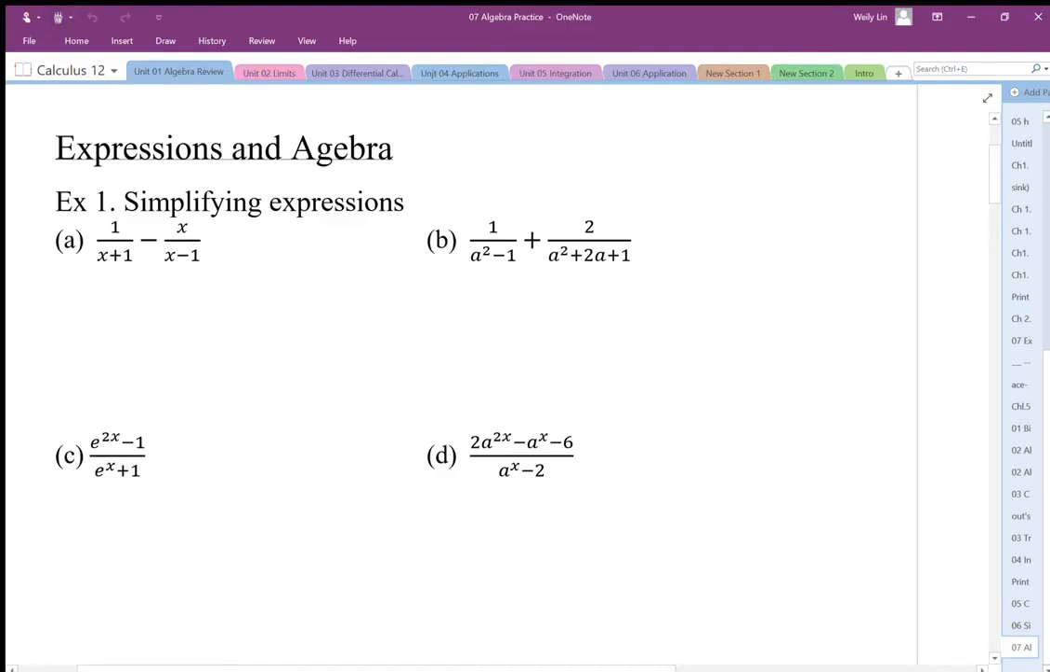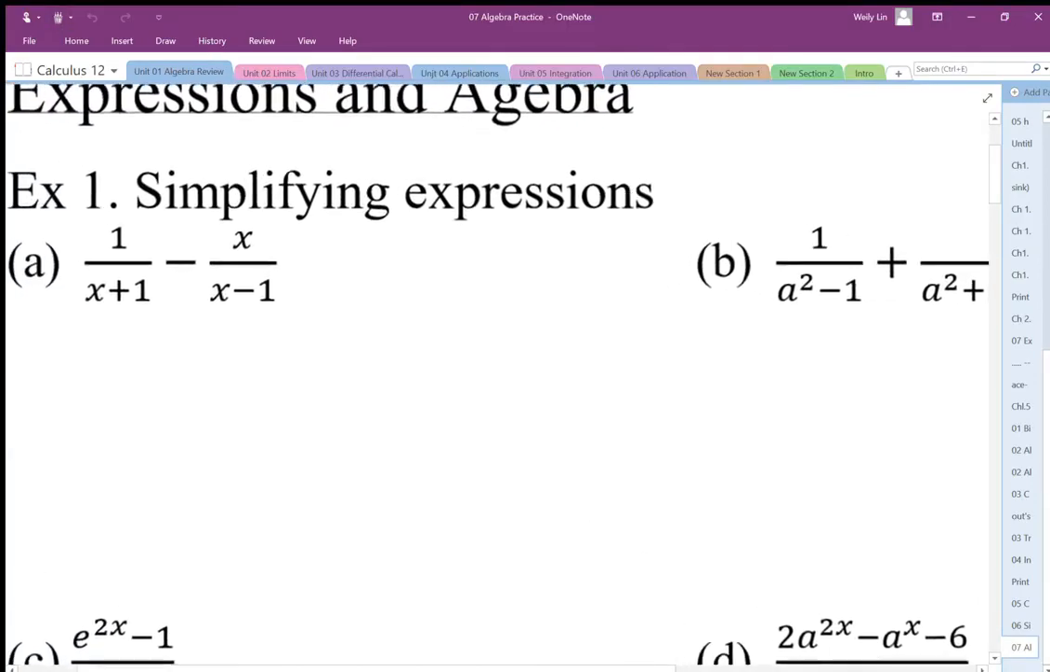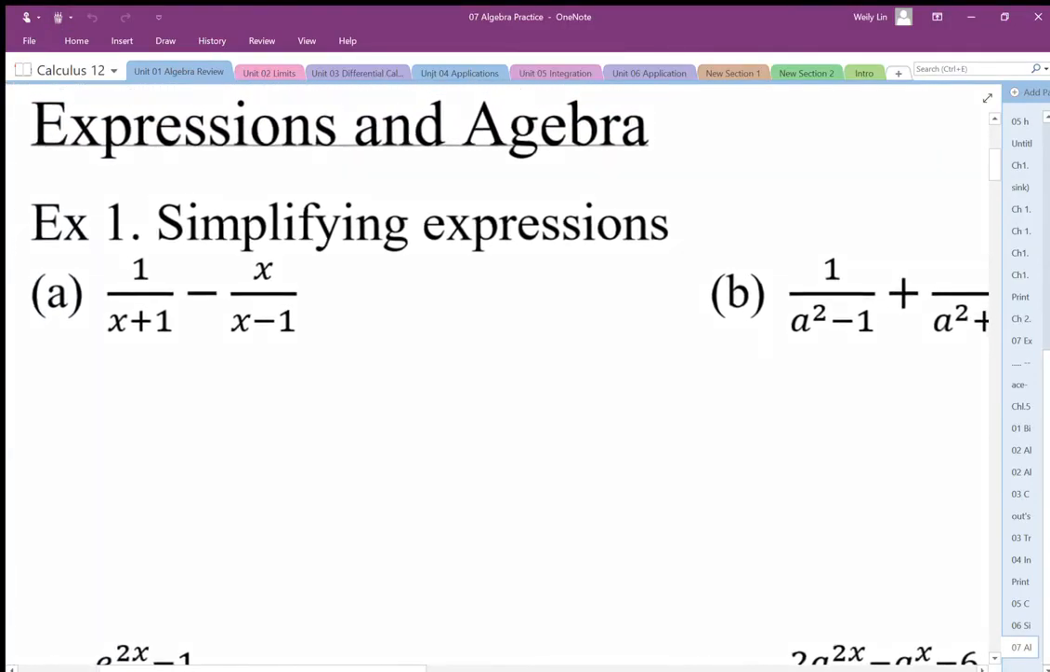Okay, so I'm going to look at this fraction here. To get a common denominator, we need the factors to match. This one over here is missing an x plus 1, so we need to introduce an x plus 1 factor here. Then to make sure that this fraction is balanced, the numerator also has to have an x plus 1.